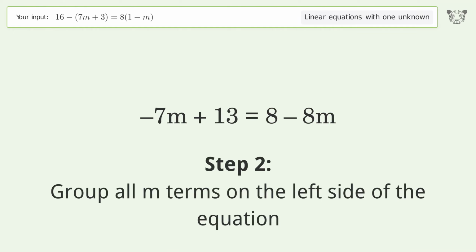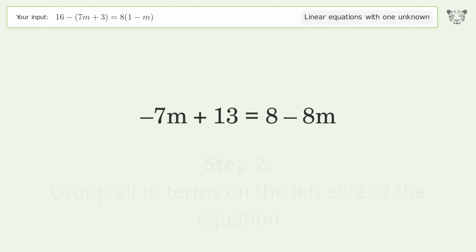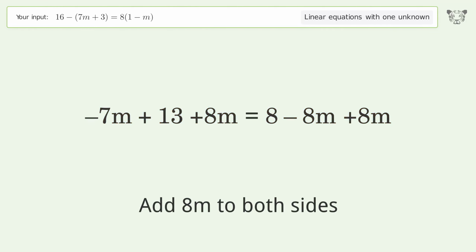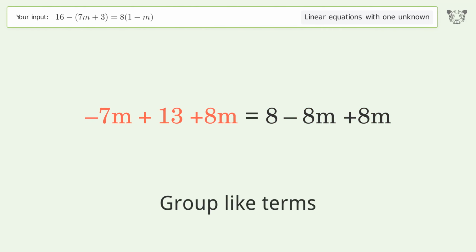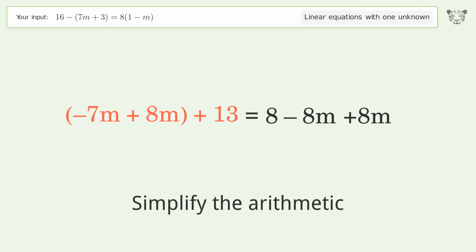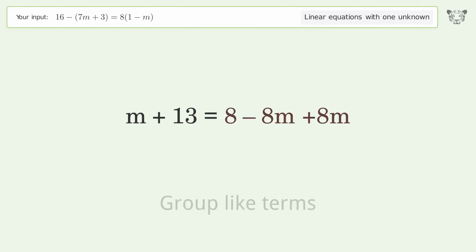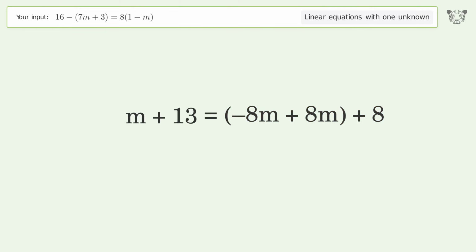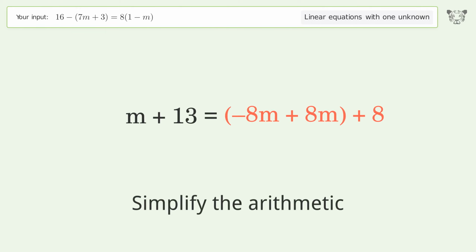Group all m terms on the left side of the equation. Add 8m to both sides. Group like terms. Simplify the arithmetic. Group like terms. Simplify the arithmetic.